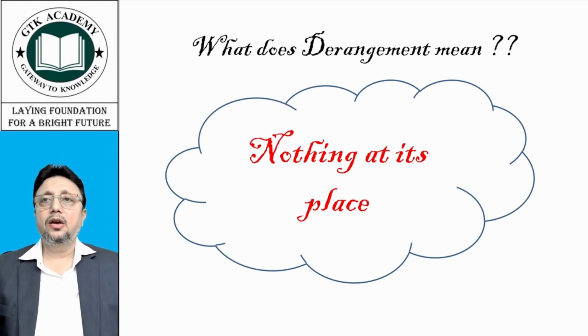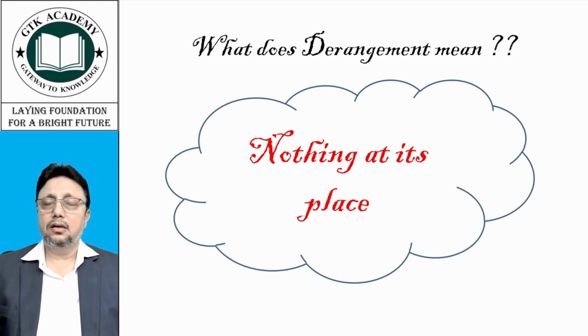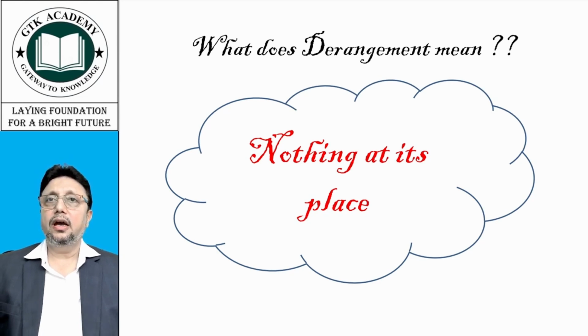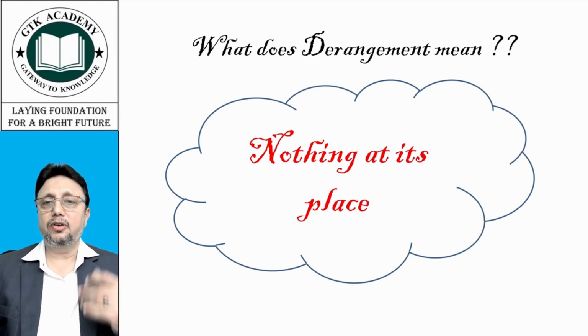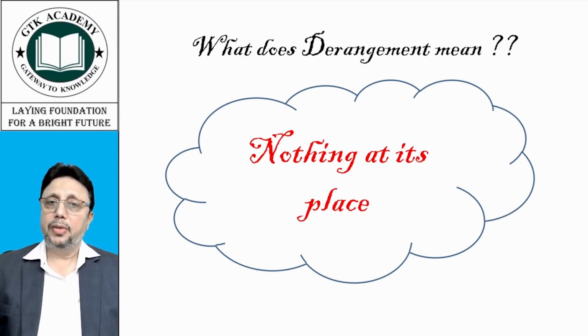So today we will learn what derangement means in a truly mathematical sense, and is there any formula to calculate the number of derangements of say n number of things, and how do we derive that formula. So please pay full attention. This is going to be very interesting also.